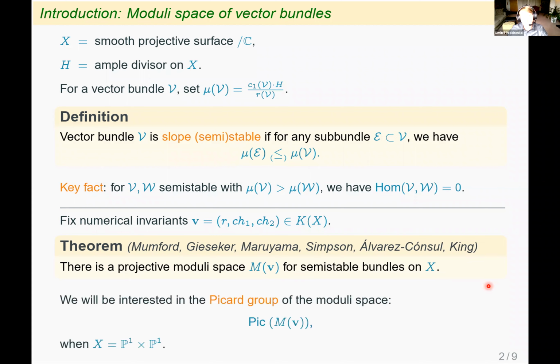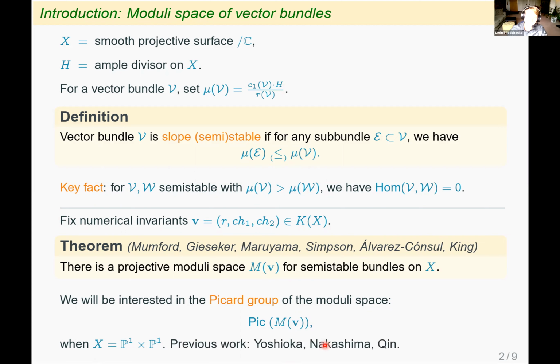What I'm going to be interested in is trying to compute the Picard group of the moduli space when the surface I'm looking at is the quadric surface P1 cross P1. Here I'm not specifying the ample divisor just yet. I'm going to say a few more words later on.